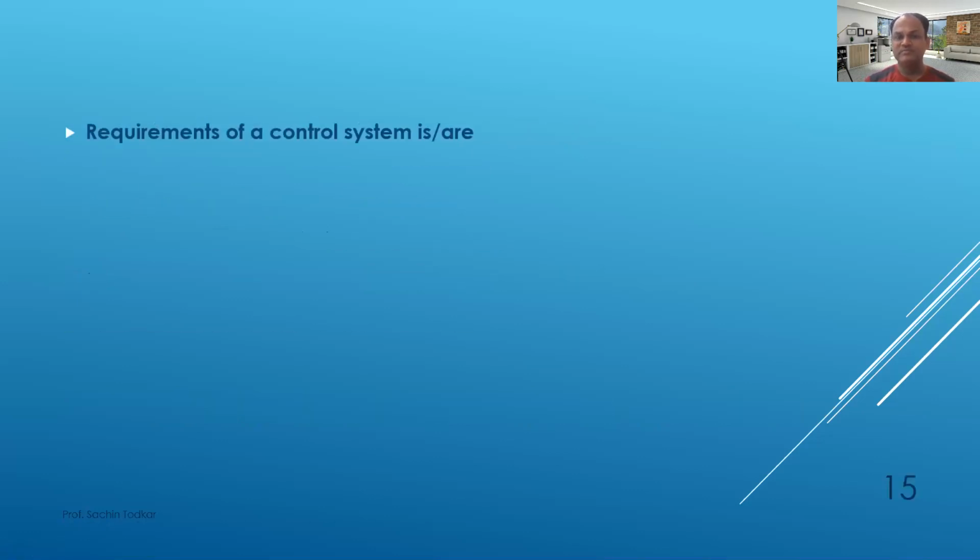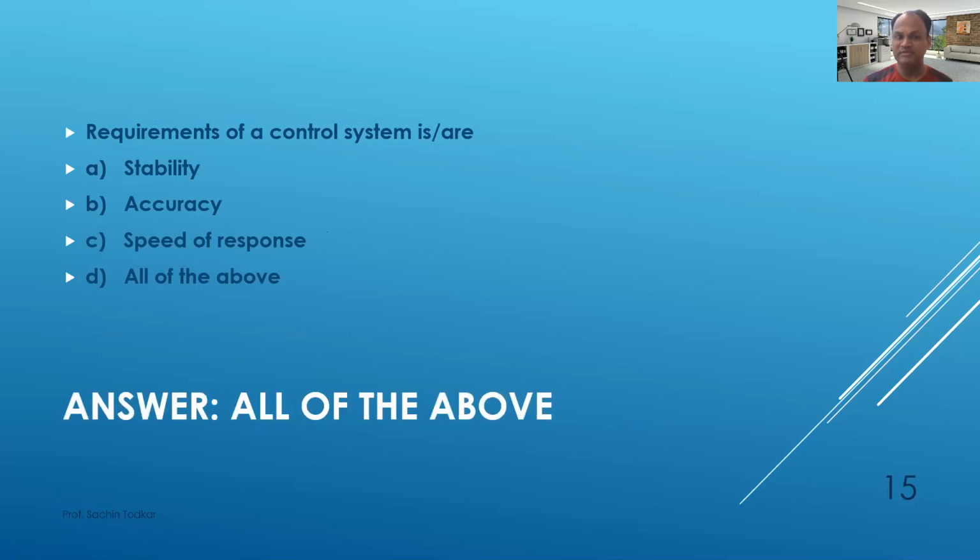Requirements of a control system: what are the requirements? Stability, accuracy, speed of response, or all of the above. We know that for a control system, all of the above are required. Maybe in the first unit also I have taken this question. By mistake it is again repeated, but it is useful for you. Requirements of control systems are all of the above: stability, accuracy, as well as speed.